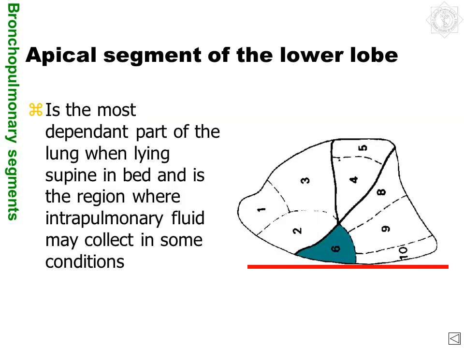The apical segment of the lower lobe is the most dependent part of the lung when lying in the supine position in bed, and it is the region where intrapulmonary fluid may be collected in some conditions.